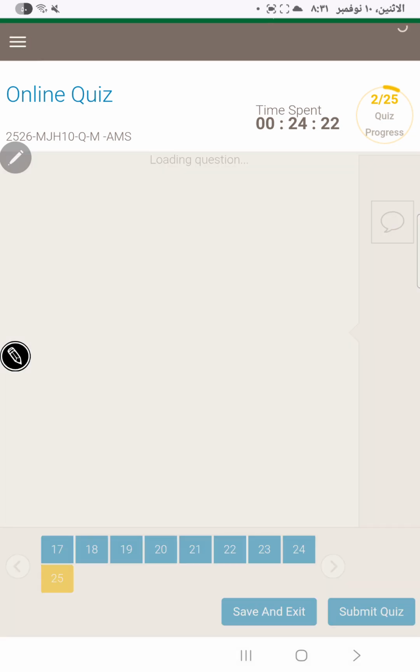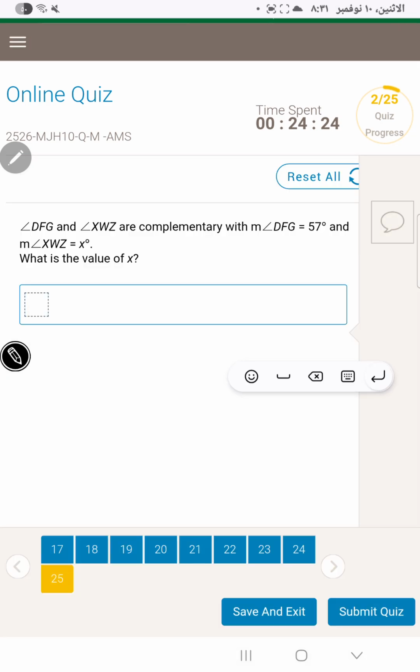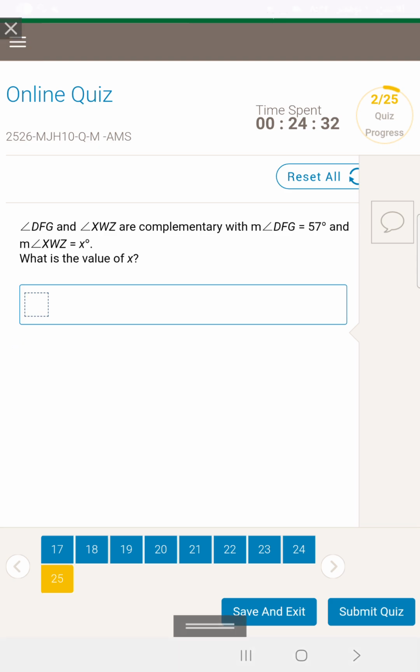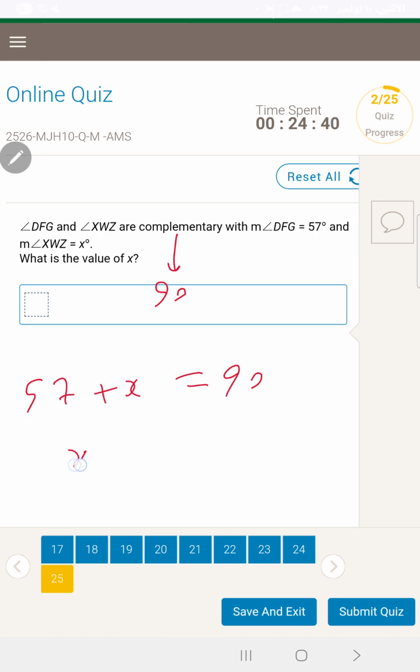Question number 25, that's the last question. The angles DFG and WXZ are complementary. One of them is given as 57, the other one is x. Complementary means 90 degrees. So 57 plus x equals 90. x is equal to 90 minus 57, and then you get the answer.